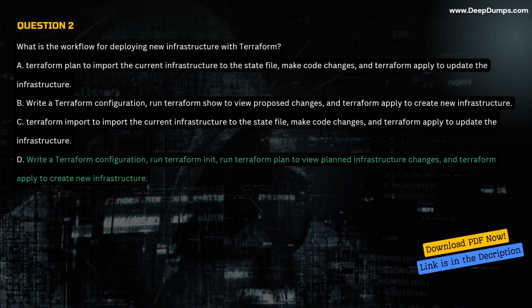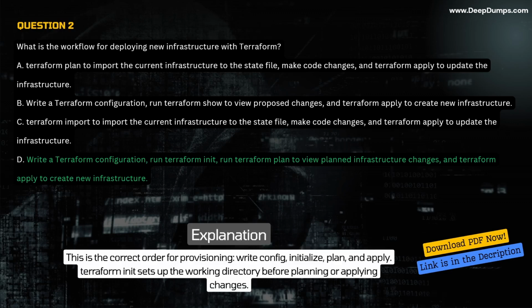Correct answer D. Write a Terraform configuration, run Terraform init, run Terraform plan to view planned infrastructure changes, and Terraform apply to create new infrastructure. Explanation: This is the correct order for provisioning: write config, initialize, plan, and apply. Terraform init sets up the working directory before planning or applying changes.